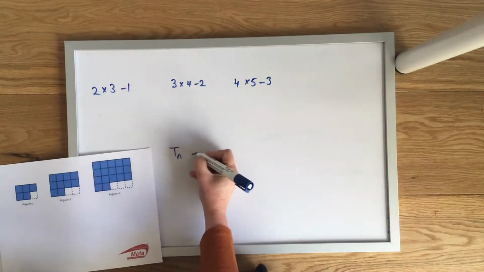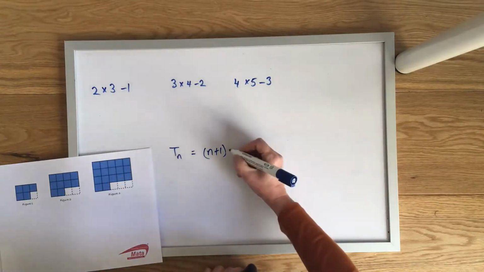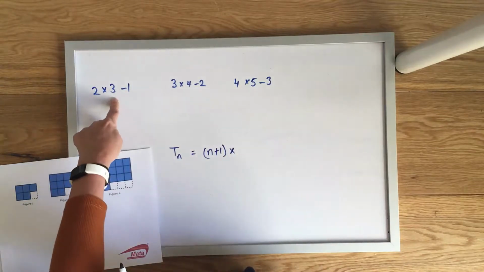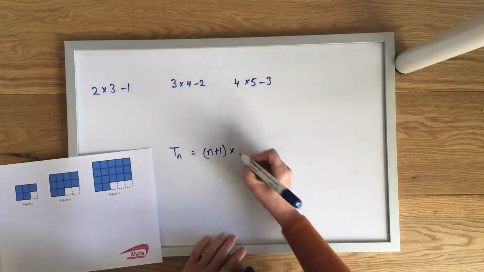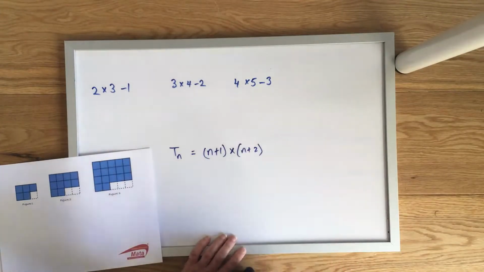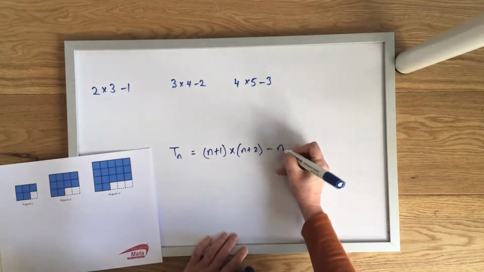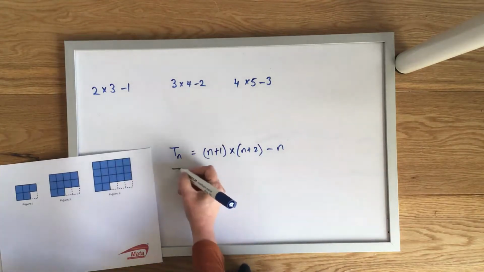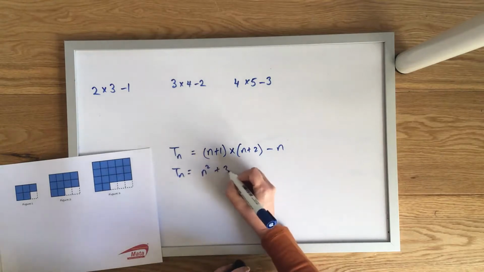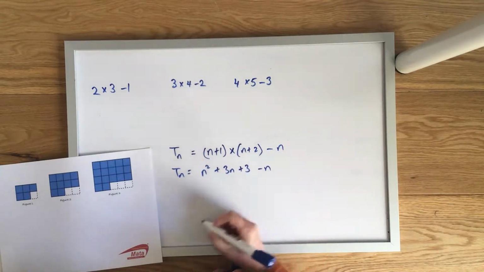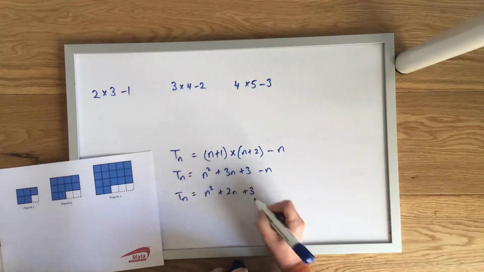Our nth term we would expect to have 1 more, n plus 1 in that position. First term has 3, second term has 4, third term has 5. We're expecting n plus 2. We're taking 1 away, 2 away, 3 away. We expect to take n away. So we have n squared plus 3n plus 3, take away n. Our Tn is n squared plus 2n plus 3.